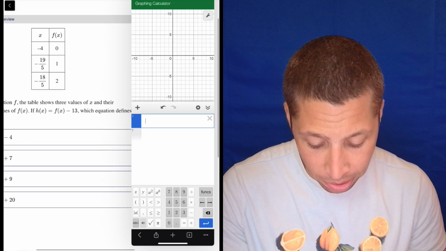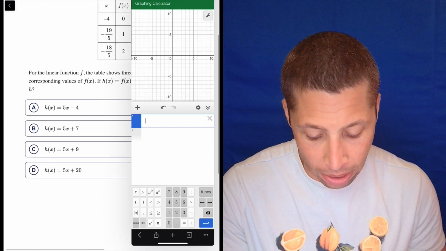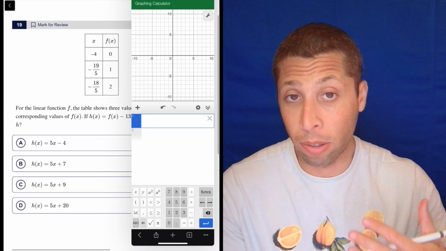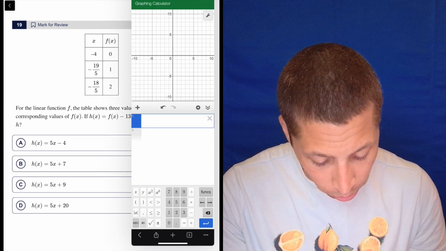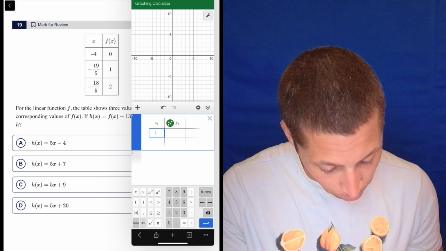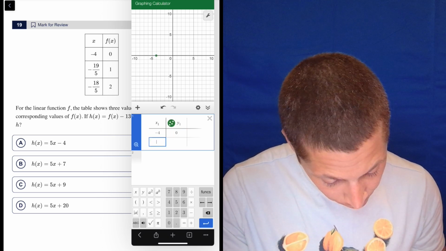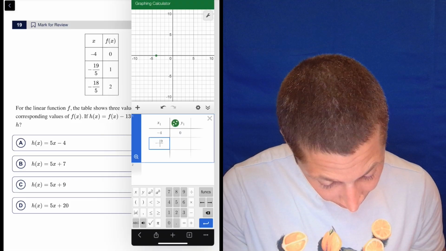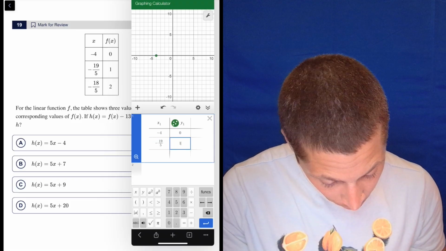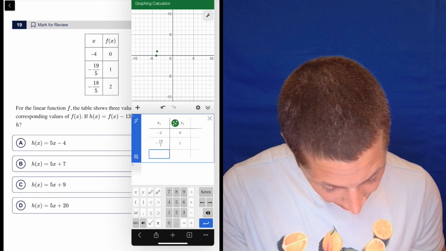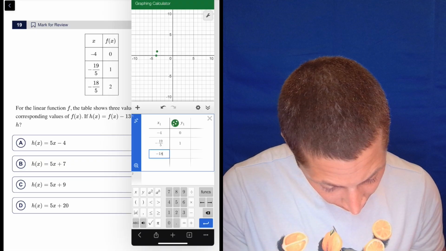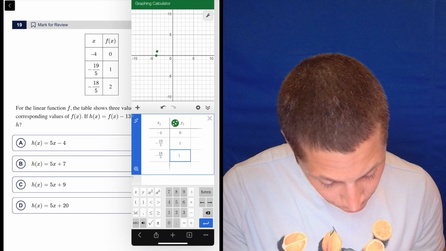We need to change it slightly. H of x is f of x minus 13, and we need to get h, but the f of x equation we need. So most of you are going to create a table and then enter the points. We don't need all 3, but I'll put them all in anyway. So 0, and you can enter fractions. You don't need to do anything with it. So negative 19 over 5, and 1, and negative 18 divided by 5, and 2.